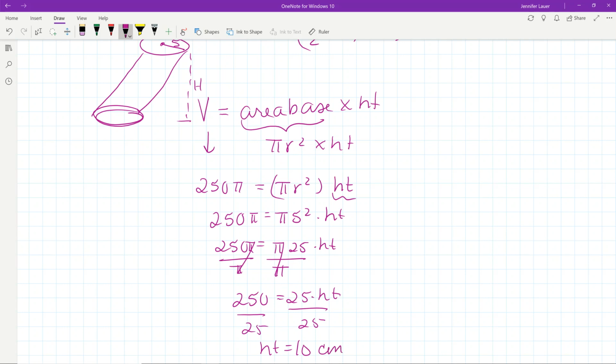So this is a more complicated one where you're using the volume. You've got to have that formula, the area of the base times height, but you're actually given the volume and you're working a little bit backwards.